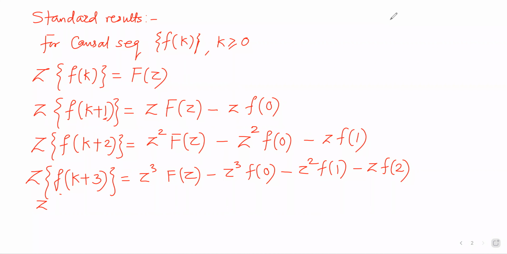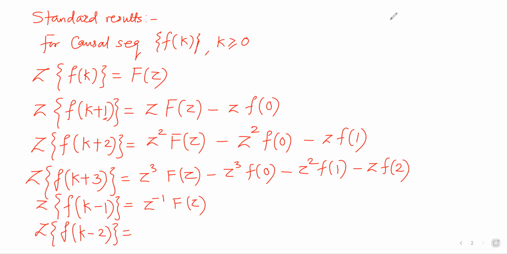Similarly, we have seen Z transform on f of k minus 1 for the causal sequence, and that we know is z raised to minus 1 F of z, correct? Or Z transform on f of k minus 2, that also we have seen, and that is nothing but z raised to minus 2 F of z, because the rest of the terms in the sequence are 0, so that value comes out to be 0, correct?